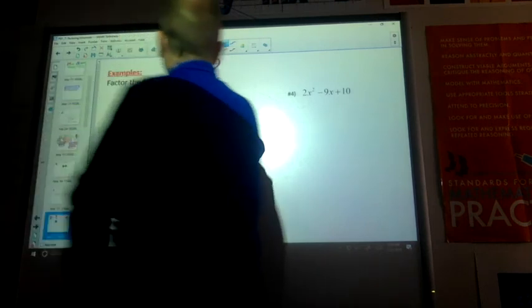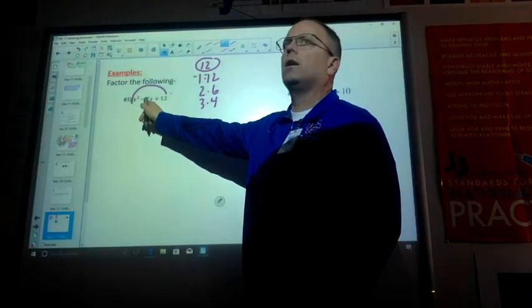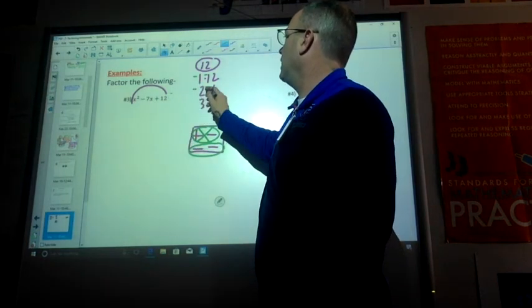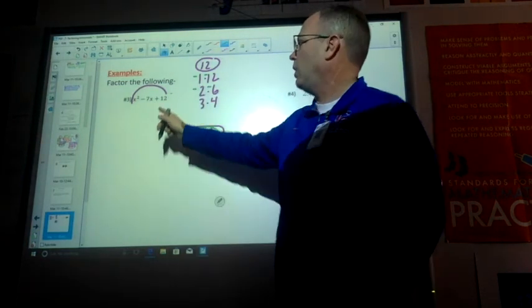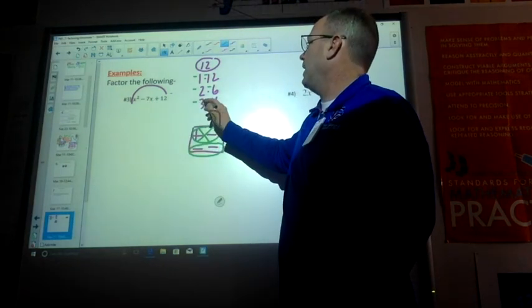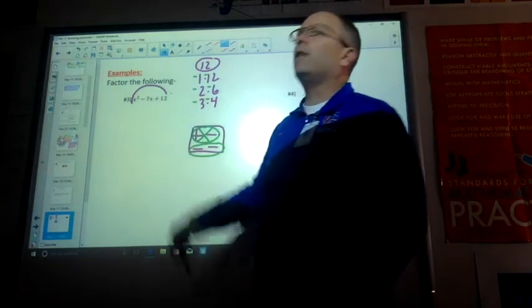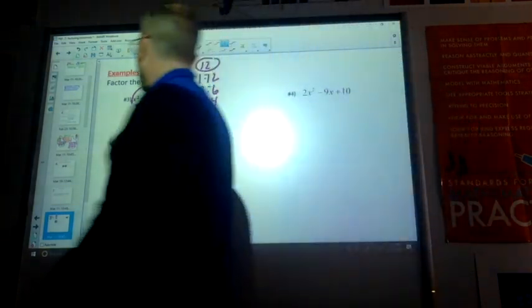If I combine negative 1 and negative 12 together, I get negative 13. Is that the same as that? No. If I combine negative 2 and negative 6 together by addition, do I get to negative 7? No, I get negative 8. If I combine negative 3 and negative 4 together by addition, do I get to negative 7? Uh-huh. So, here we go.